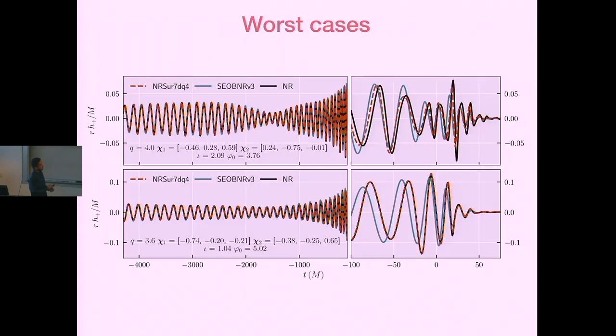And by comparison, the EOB model is noticeably different, and this is reflected in the mismatch plot. And similarly, the bottom plot is the worst case for the EOB model, where it's a much larger difference, and the surrogate here happens to do much better. So all of this is reflected in the mismatch plots, but this is just a concrete example.